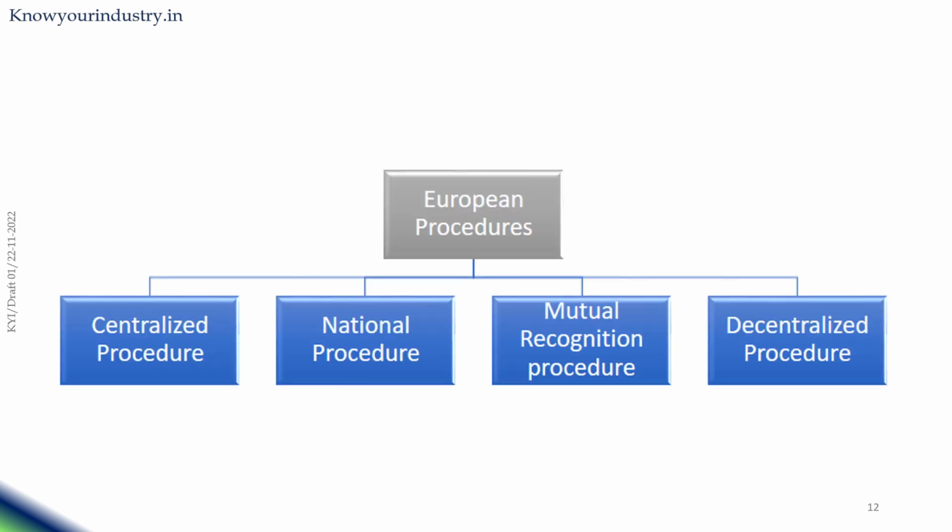European generic medicines are approved through four marketing authorization procedures, namely centralized procedure, national procedure, mutual recognition procedure, and decentralized procedure.